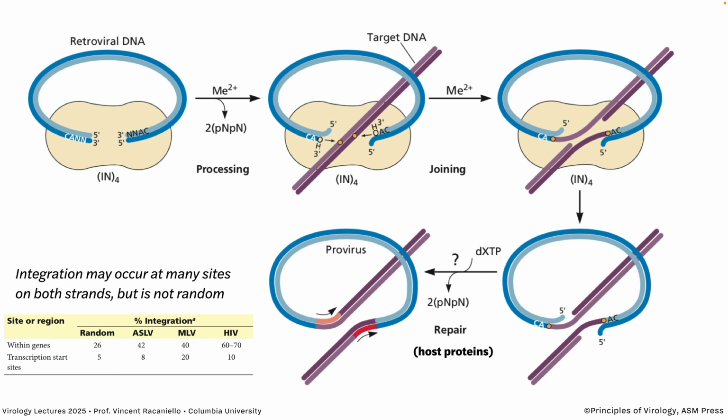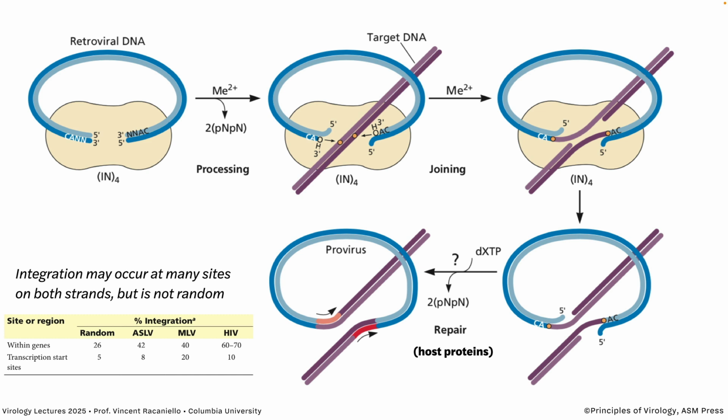All right, so where does this integrate? It seems to integrate at many sites on both strands. It's not random, but there are a lot of different sites. So here is a table which says what would be the percent if it were random within genes or at transcription start sites. So it would be 26% and 5%. And what are observed for three different retroviruses.